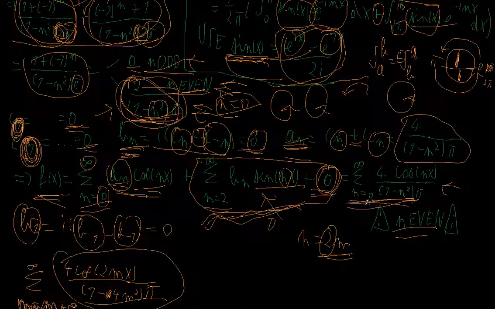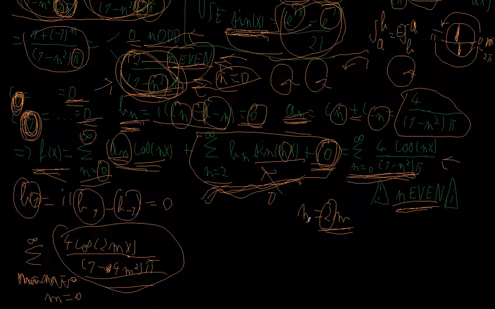And I said, remember here n is even, so you can rewrite it if you want as n equals 2m, where m is an integer, so you make sure that your n will always be even. And if you rewrite it like that, you get this result here. So that's the same thing, just slightly changed. So you have the sum from m equals 0 to infinity of 4 times cosine of 2mx over 1 minus 4m squared times pi. So that will be your final result.